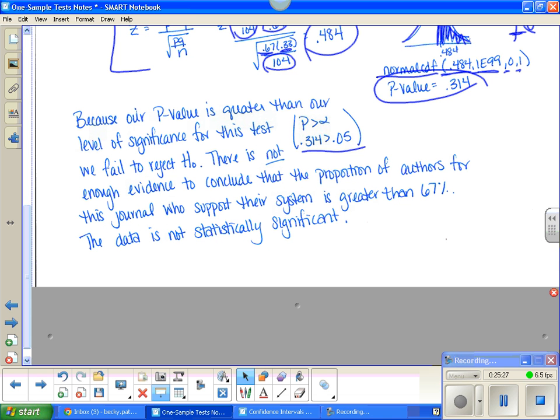Because our p-value is greater than the level of significance for this test, we fail to reject H sub 0. There is not enough evidence to conclude that the proportion of authors for this journal who support this system is greater than 67%. Our data is not statistically significant. Could you rock this problem?